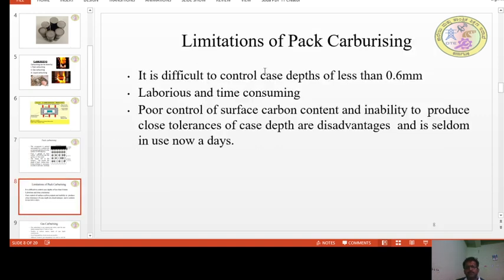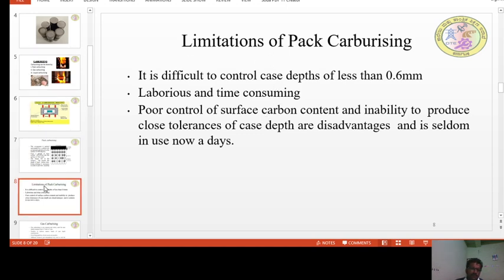And the limitations of this pack carburizing are: it is difficult to control case depth less than 0.5 mm, it is laborious and time consuming, there is poor control of the surface carbon content, and it is unable to produce closer tolerances of case depth. These are some of the disadvantages. And because of this, nowadays this is not in use.